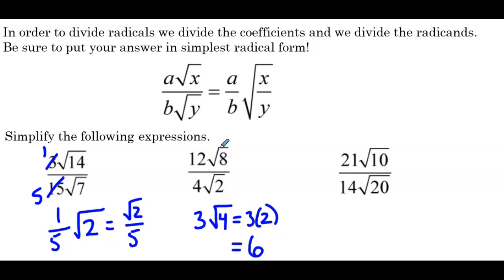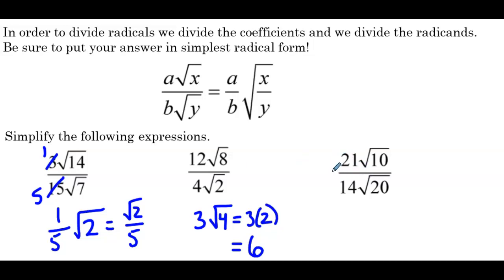Now something to notice, okay, square root of 8, some of us may be tempted to put this in simplest radical form first. That's okay. We would still get the same answer. Okay, it's just a matter of which operation you want to perform first. Do you want to do the division, or do you want to do the simplification?